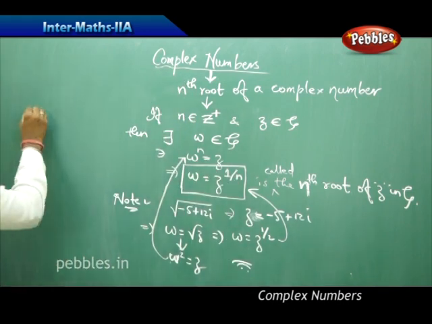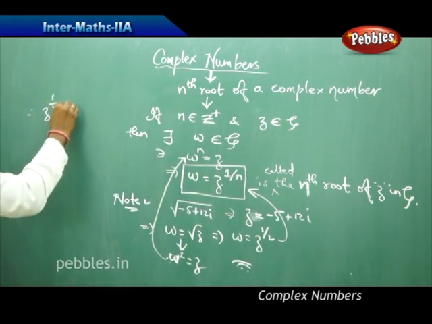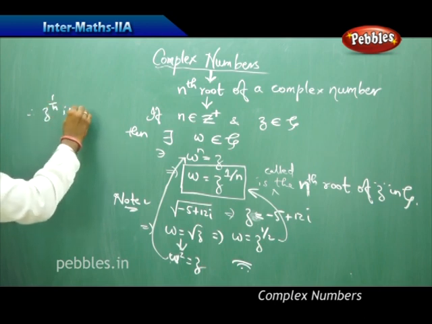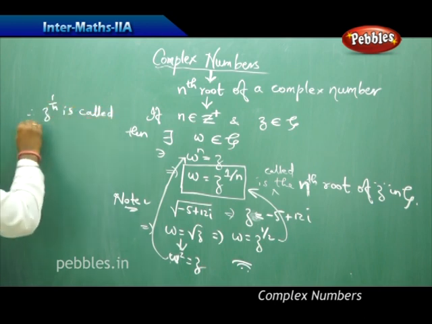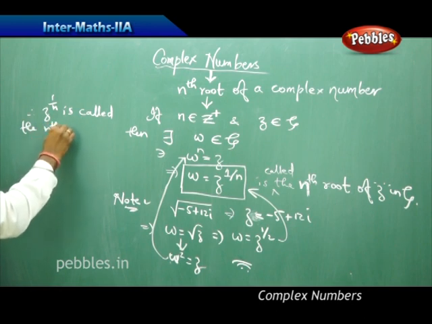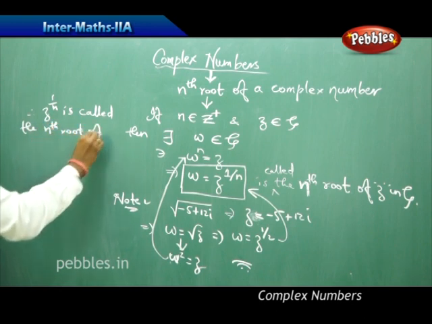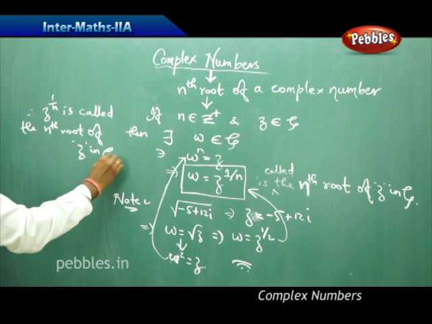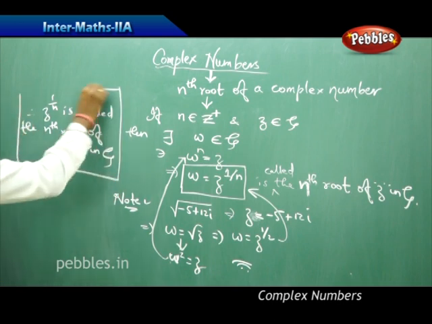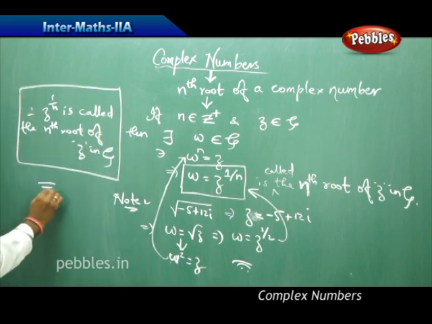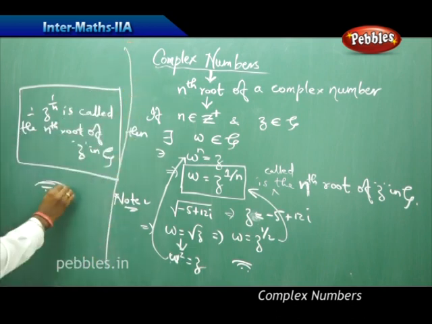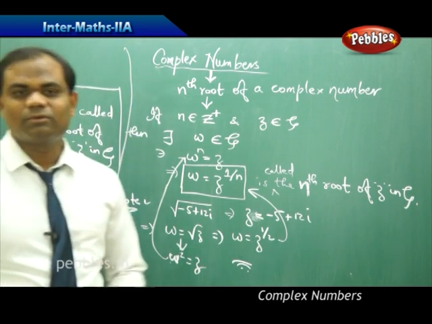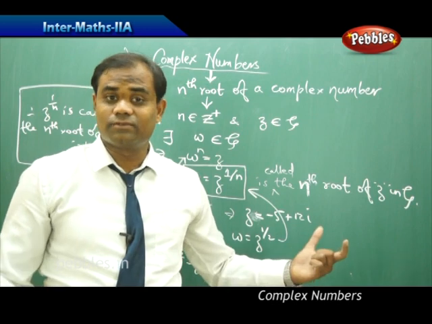So therefore, when I have z power 1 by n, it is called the nth root of z in C, which is the most simple way of understanding the nth root of a complex number. z power 1 by n is the nth root of z in C.